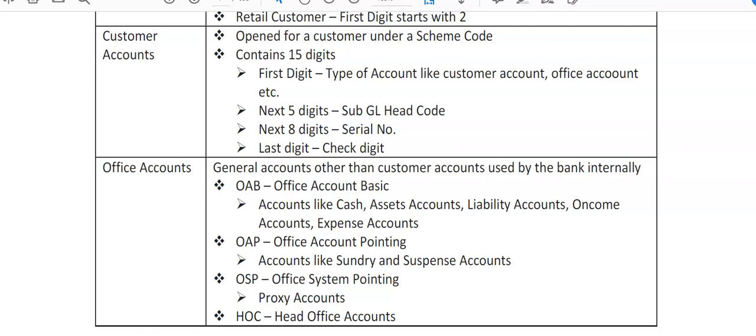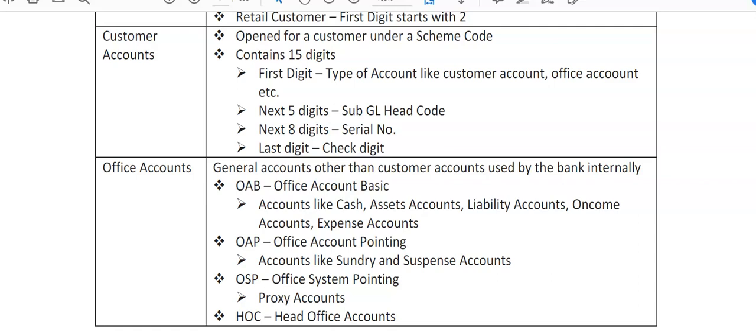I know most of you may not be working in office accounts, because generally they are dealt with by back offices. So these are general accounts, other than customer accounts, used by the bank internally. OAB, you can note it down, office accounts basic. Now what are the examples of these accounts? Like cash, asset accounts, liability accounts, income accounts, expenses accounts, right?